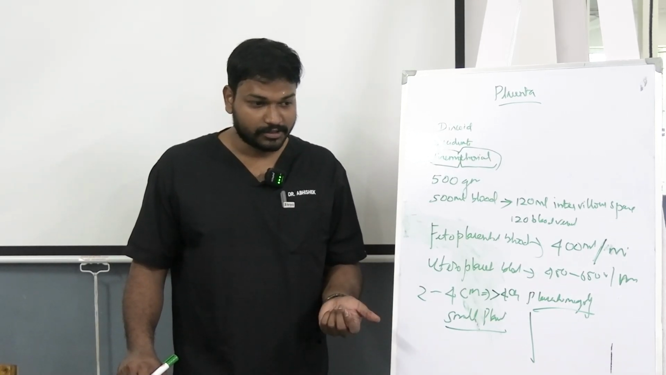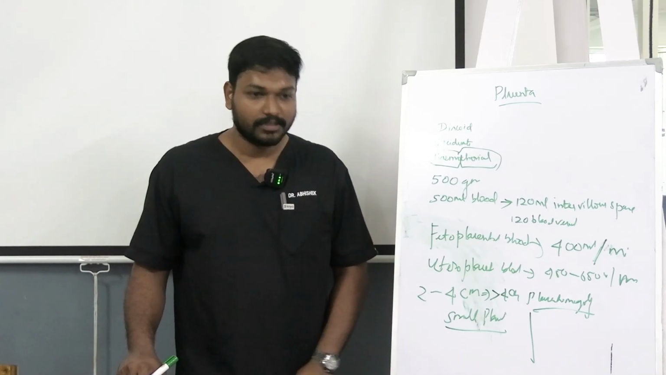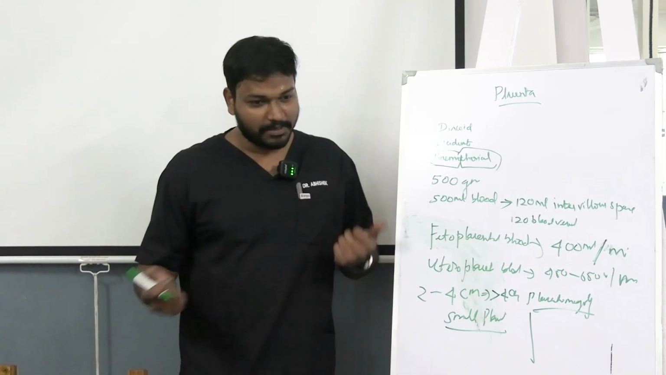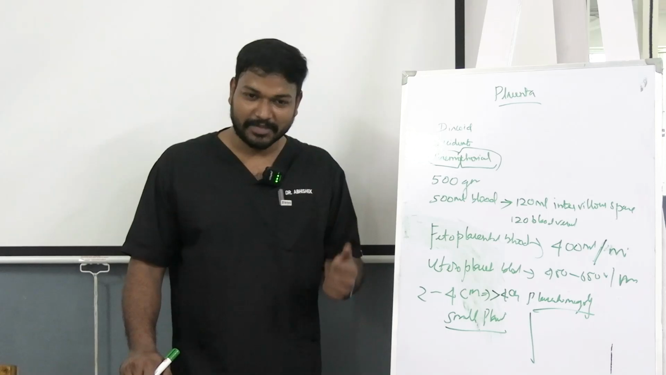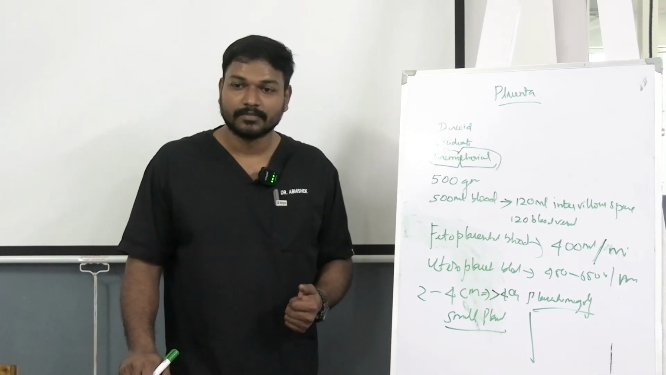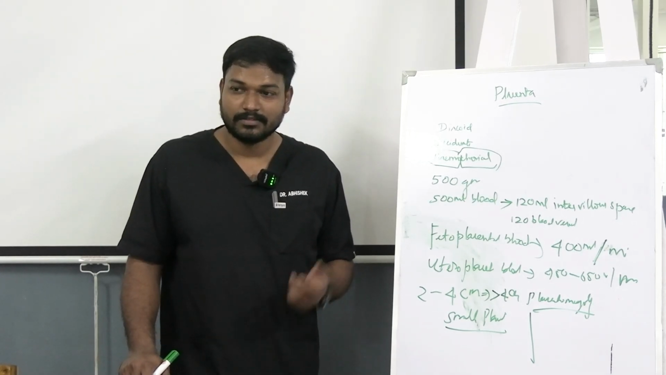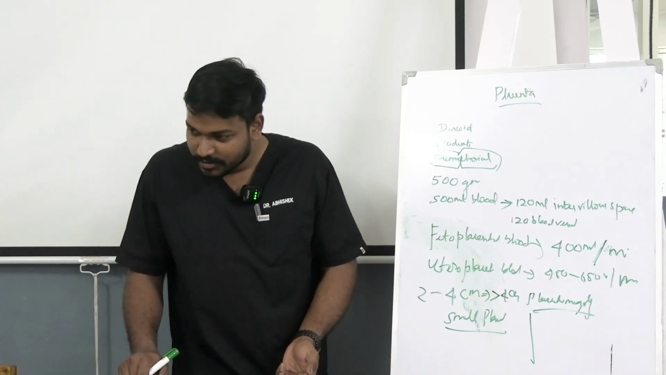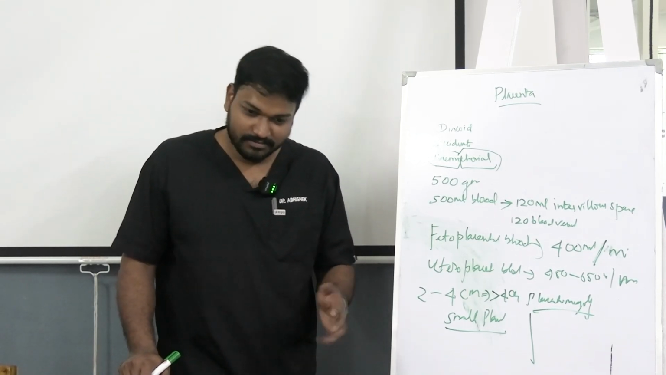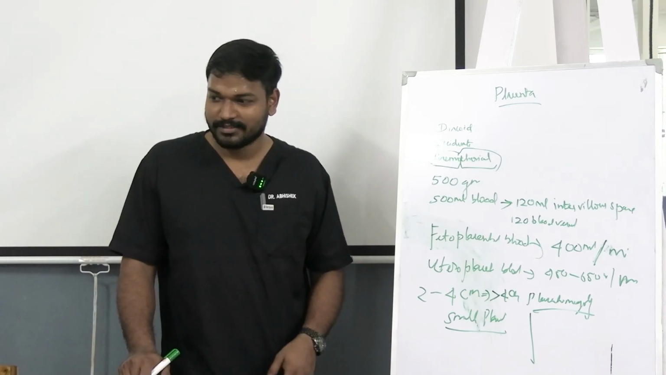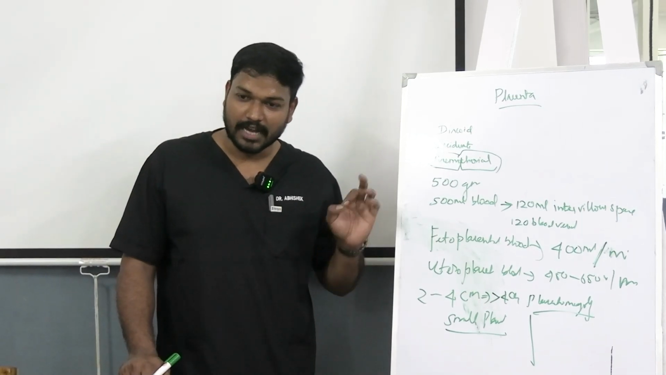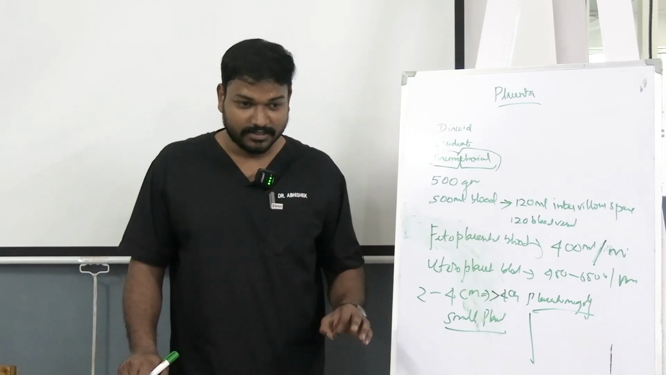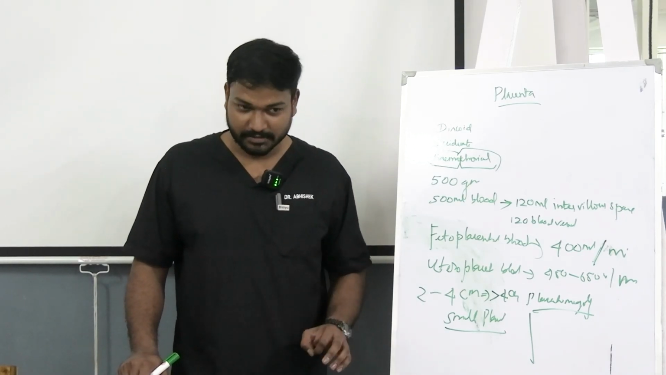When can we have a placentomegaly? Big placenta. When there is a big baby, there will be a big placenta. So when will there be a big baby? Most important cause of large baby is gestational diabetes mellitus or overt diabetes mellitus.